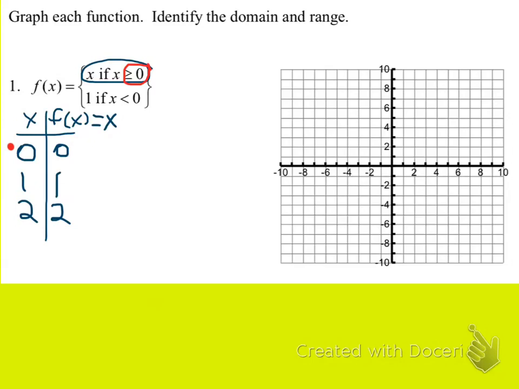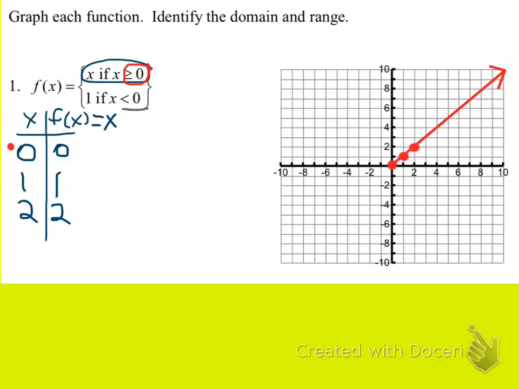So now we're going to graph. We're going to put a closed circle on 0, 0. And then we're going to graph the other 2 points. We're going to graph 1, 1. And we're going to graph 2, 2. Next, it's time to draw our line from 0, 0, going through 1, 1, and 2, 2, and then increasing at the same rate. So that's the first piece of the piecewise function.